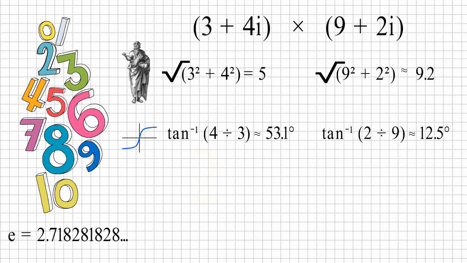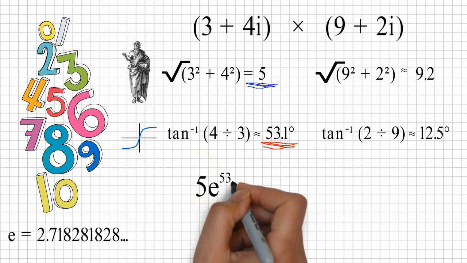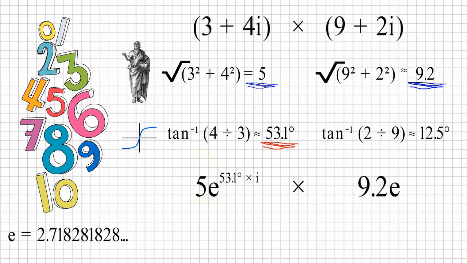So we can rewrite the multiplication in the form 5 times e to the power of 53.1 degrees times i times 9.2 e to the power of 12.5 degrees times i. The 5 and the 9.2 we multiply as normal, giving us 46. The 53.1 degrees and the 12.5 degrees we add together, giving us 65.6 degrees, which gives us the overall result of 46 times e to the power of 65.6 degrees times i.